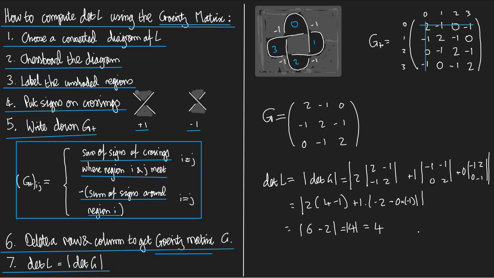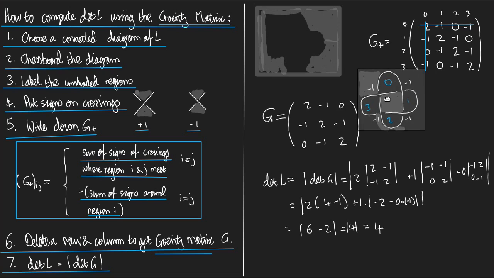Now, this feels like a load of rubbish because I ended up computing the determinant of a 3x3 matrix. That's no simpler than what we did before when we computed it using the colouring matrix. Well, that's because I made a foolish choice of chessboarding at the very start. So if I make a different choice of chessboarding, let's see if we can manipulate this correctly.